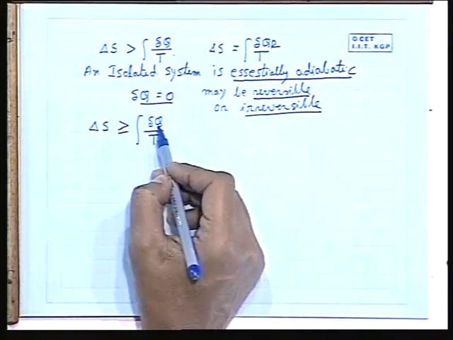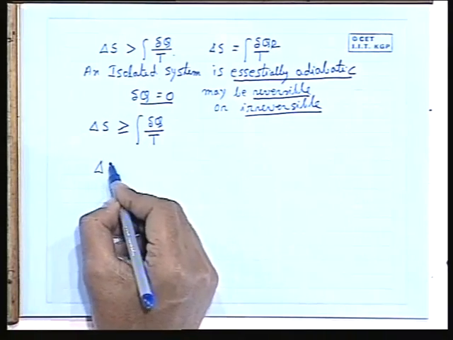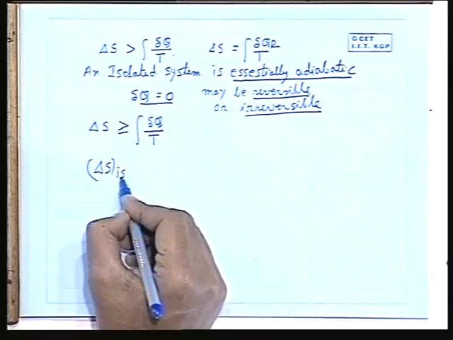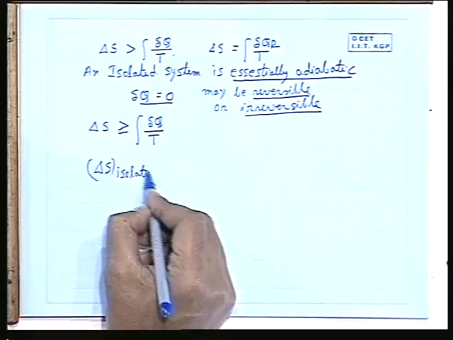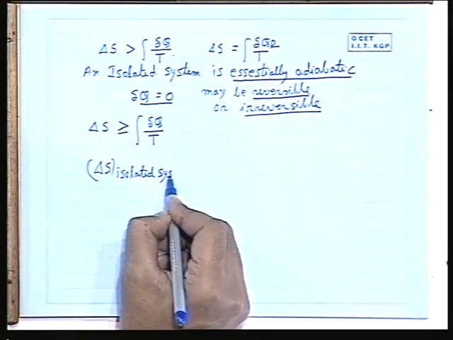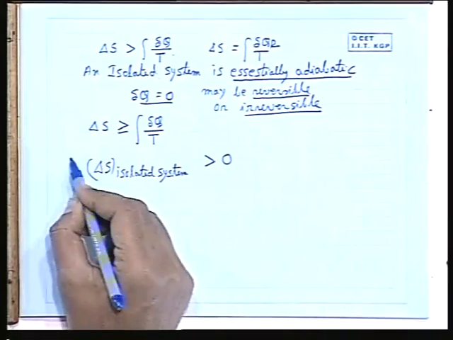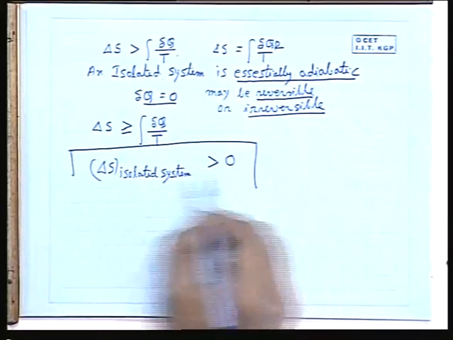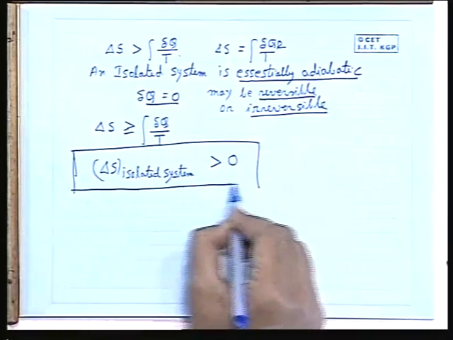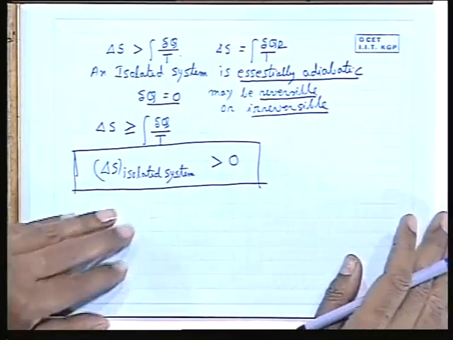Now, for an isolated system, since delta Q is 0, delta S of an isolated system is greater than or equal to 0. So, this is one of the very important principles, that for an isolated system the change of entropy is greater than or equal to 0.